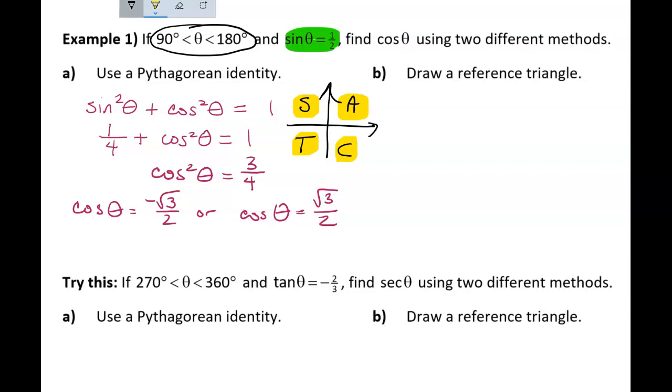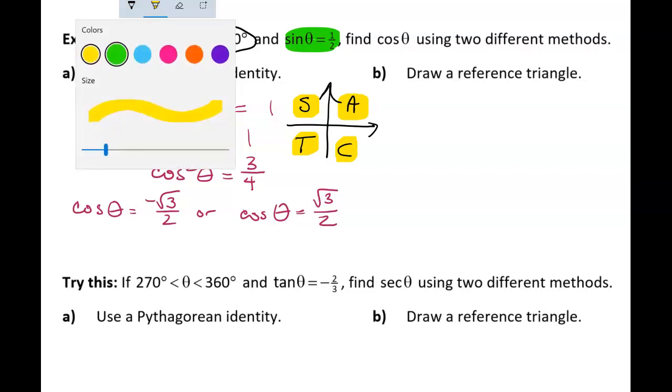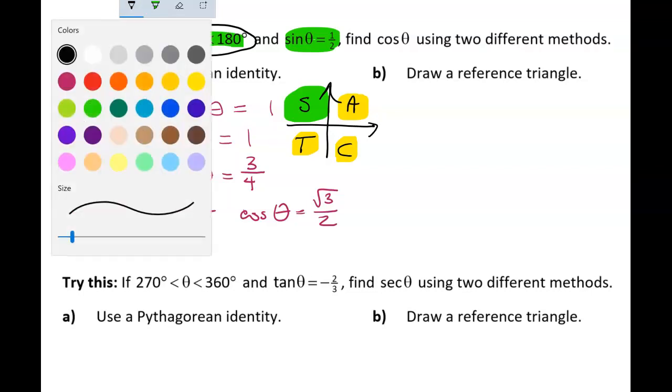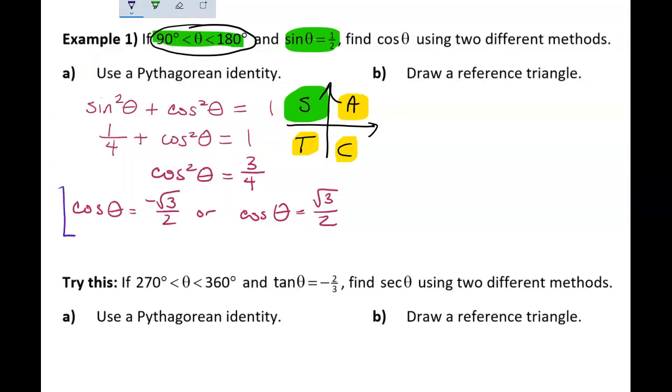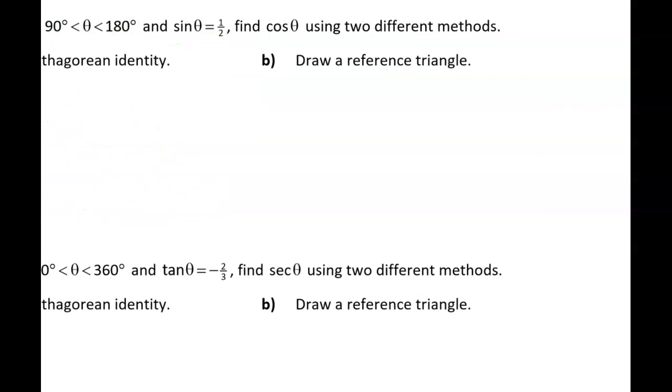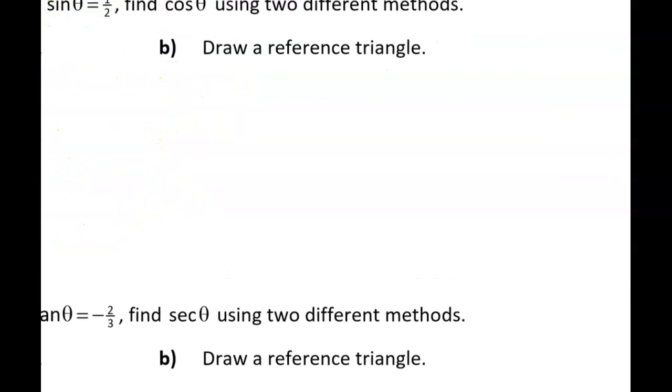So let's remember where this problem is leading us, and that is that the angle is between 90 and 180, so that means that we're in quadrant 2. In quadrant 2, only sine and its reciprocal are positive, so that means that the cosine value is negative. So cosine of theta is equal to negative square root of 3 over 2 is our correct result. Now we can solve this same problem by drawing a reference triangle.